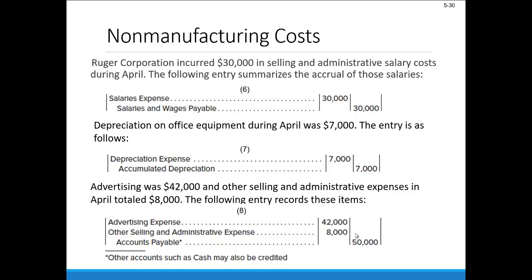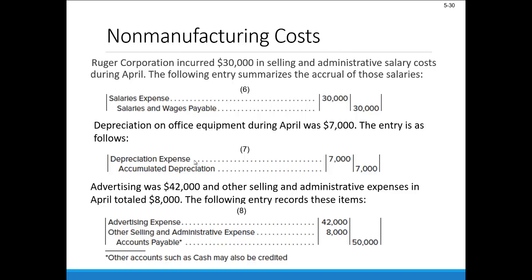So let's look at a couple examples there real quick. Let's say Ruger incurred $30,000 in selling and admin salary costs in April. Here's the entry we'd book for that: a debit to salaries expense, an expense account, for $30,000, and then maybe a credit to salary and wages payable, a liability, for the same $30,000 until they're paid.